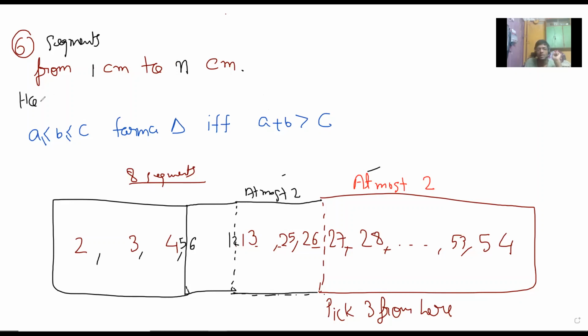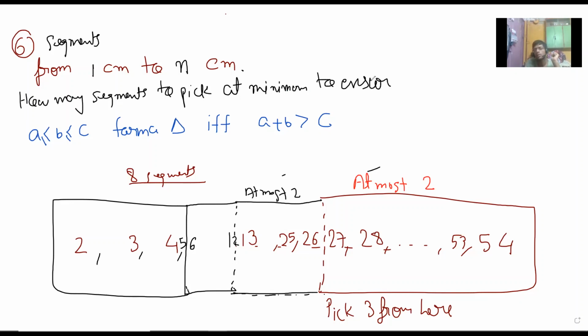So how many segments to pick at minimum to ensure a triangle? Now you have to decide that answer is not 10, obviously. In this case, it will depend on n. So if I have length segments from 1 to n, how many should I pick? The answer will come in terms of n, to ensure a triangle.